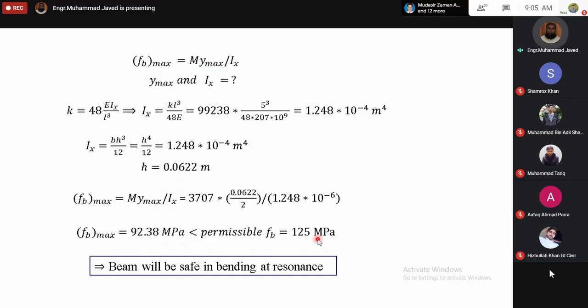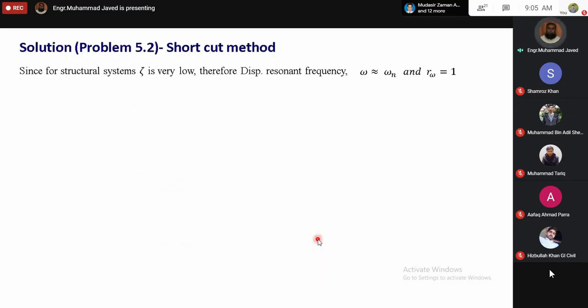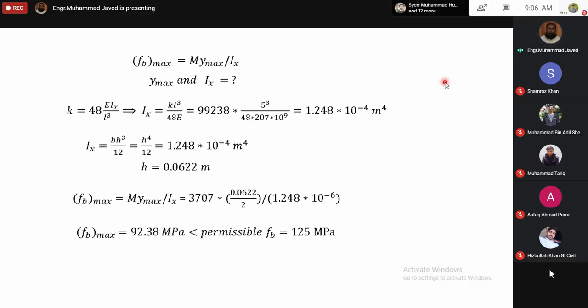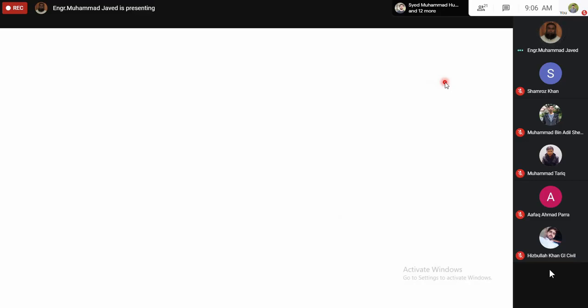The same problem can be solved by a shortcut method. When the damping ratio is not too high, displacement resonant frequency omega is equal to omega n, and R omega is almost equal to 1. So if we use this shortcut method, repeat the same procedure that you did earlier.